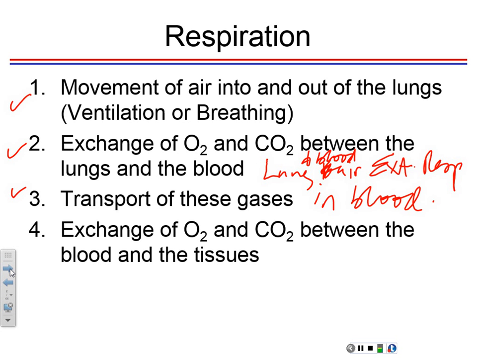Okay, and then what else? Exchange of oxygen and carbon dioxide in the cells. So what kind of respiration would this be? Internal respiration, right? You see what I'm saying? Makes sense?